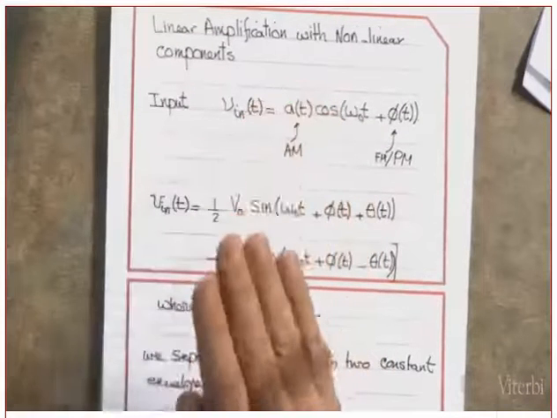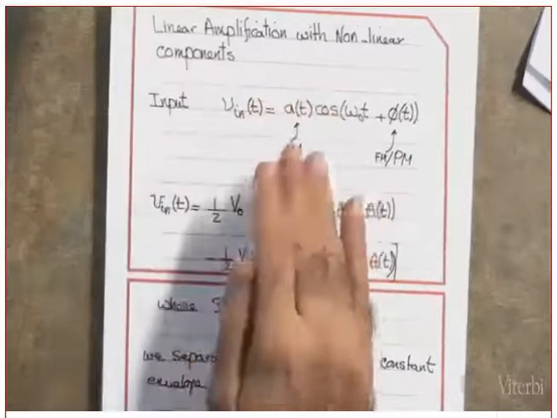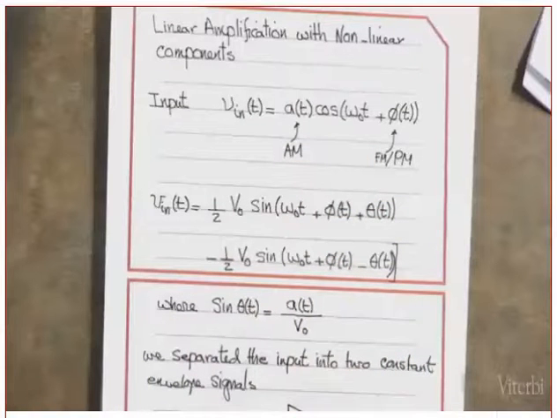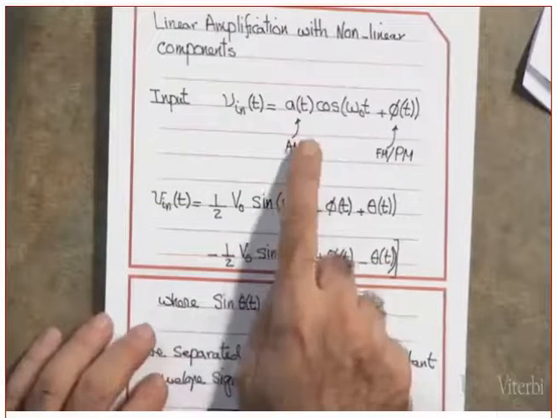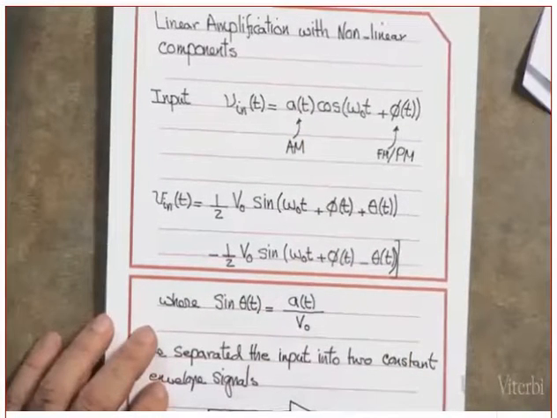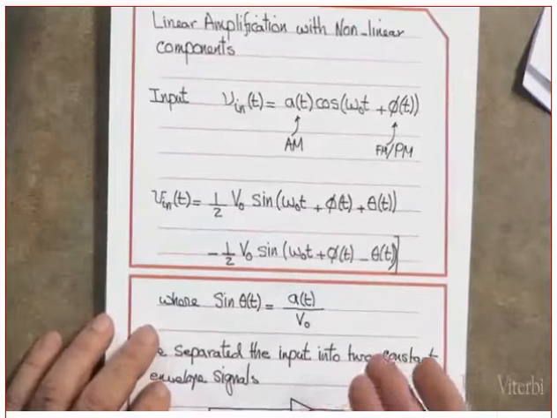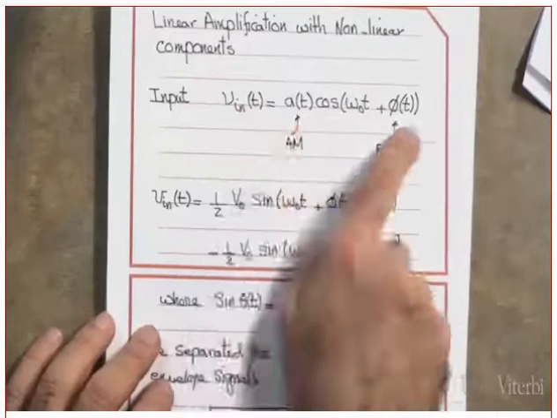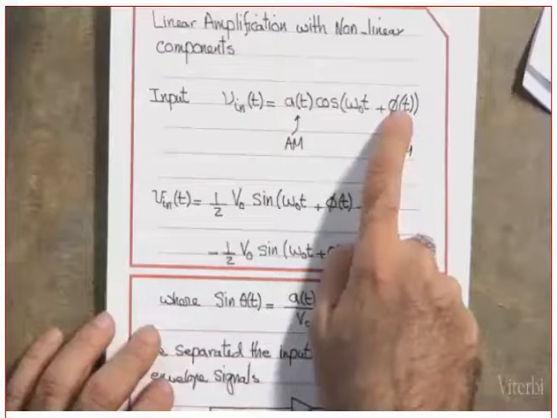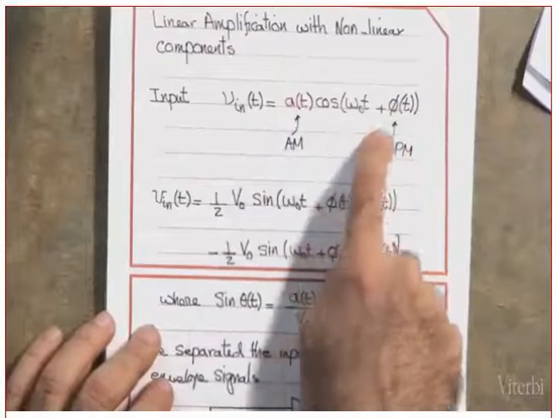We said that if the input is a constant envelope, then I don't have any problem. You follow me or not? I don't have any problem with distortion. Clear? Okay. But if the input is of a variable envelope, which means there is an envelope variation, then we do have a problem with distortion. Vn, what do I have? I have both an AM modulation and a phase modulation.